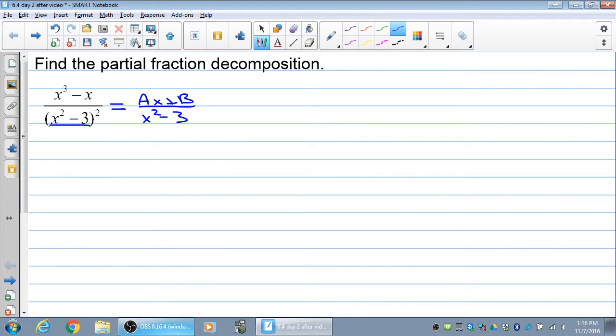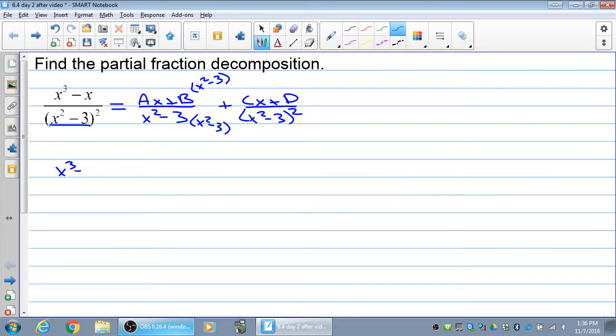That's the first step. Then we have to do plus cx plus d over x squared minus 3 squared, like that. So that is set up, ready to get a common denominator and finally solve. We need to multiply this one by x squared minus 3 on top and bottom. I usually just write it on top, by the way, assuming you know that it's top and bottom. Now everybody has the same denominator.